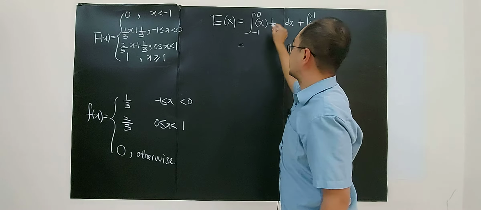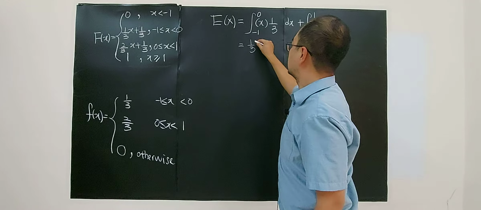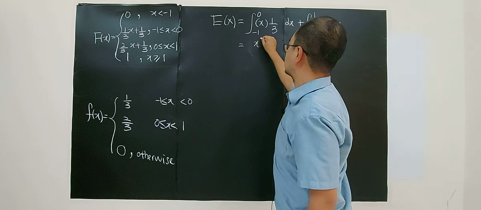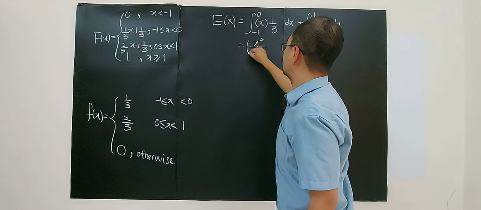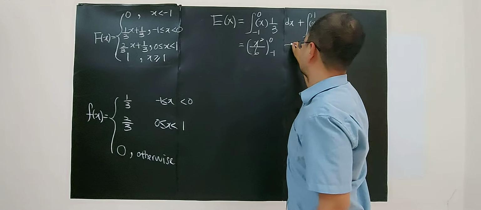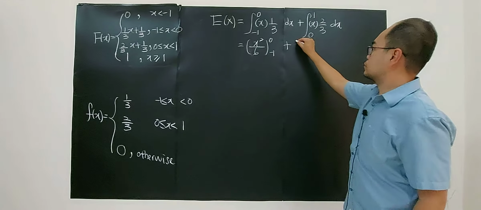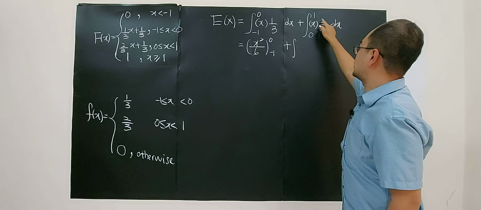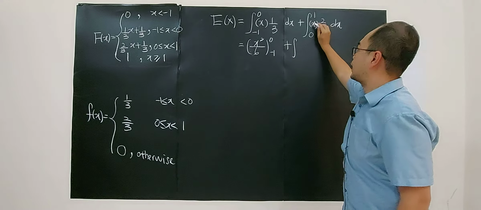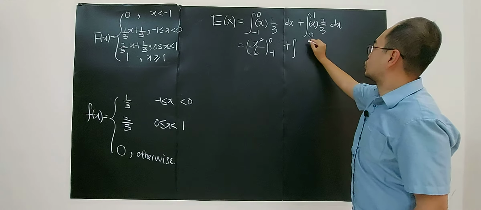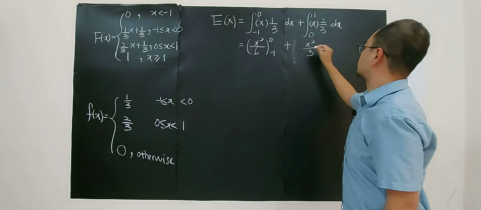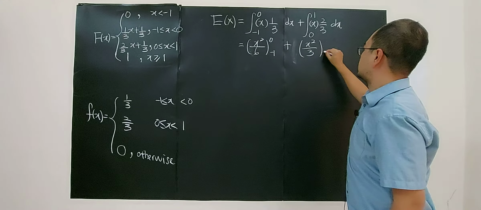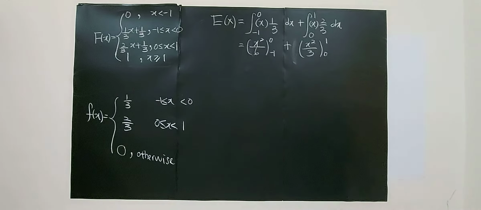So now you're integrating this, 1 over 3. You will have x squared over 2 times 3, which is 6, from -1 up to 0, plus 2x over 3. Integrating x, you get x to the power of 2 over 2, so you're getting x squared over 3, from 0 up to 1. If you evaluate this, then you will get the mean of x for this distribution.